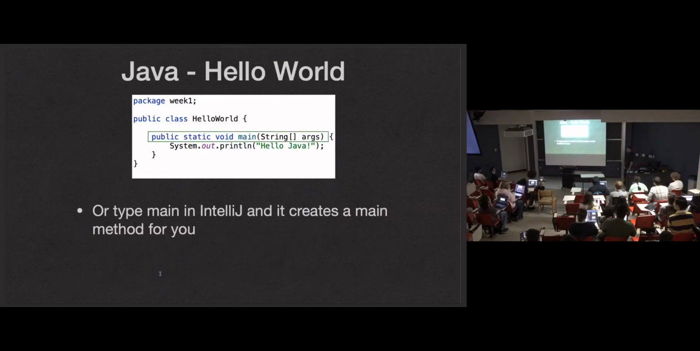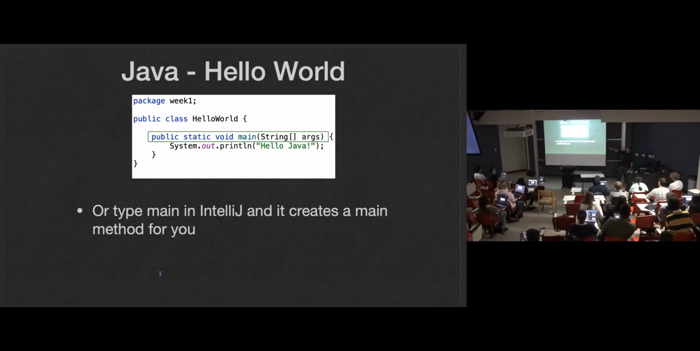So the main method has to be like this: public static void main, string array, and then args. You could change the variable name if you were so inclined. But everything else has to be exact, character for character, or else Java won't treat it as a main method. The good thing is you don't have to memorize this, like I always had to when I was a student.